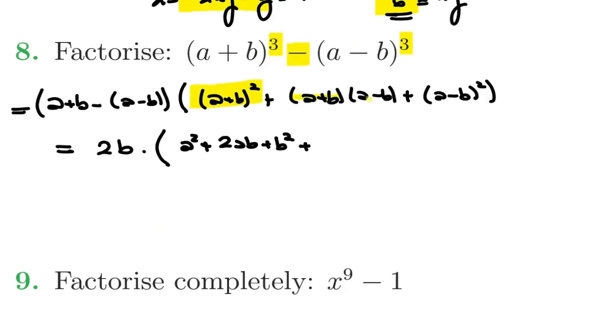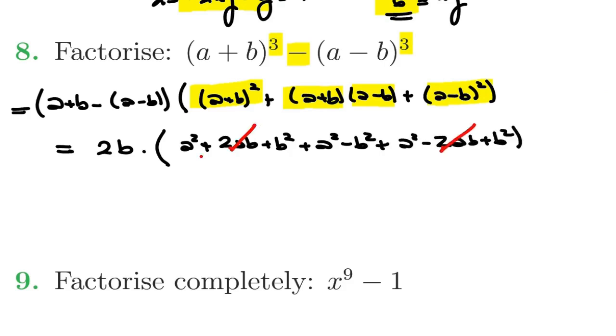Looks like there's a difference of two squares here. If you multiply a plus b and a minus b, you get a squared minus b squared. Here again, it's a squared minus 2ab plus b squared. This cancels out with that. Negative b squared cancels out with b squared. We get a squared, 3a squared, and there's b squared plus b squared. And at the front, there's 2b. So this is our answer.